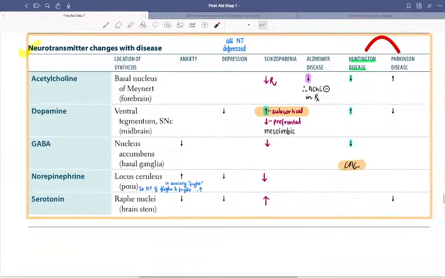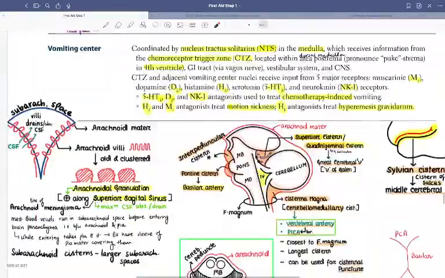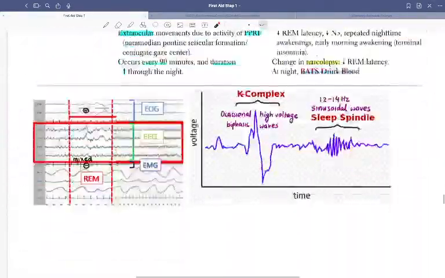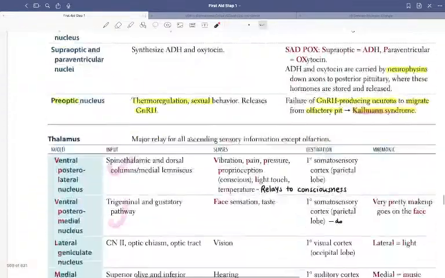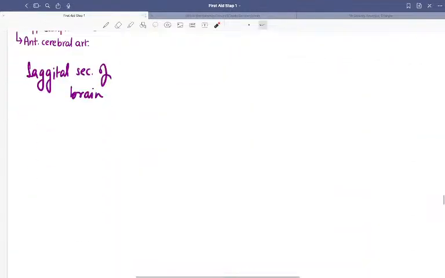Okay, so that is that. Depression, where everything is decreased; anxiety, where norepinephrine is increased; and mesocortical and mesolimbic we have already spoken about, and this table is also done.